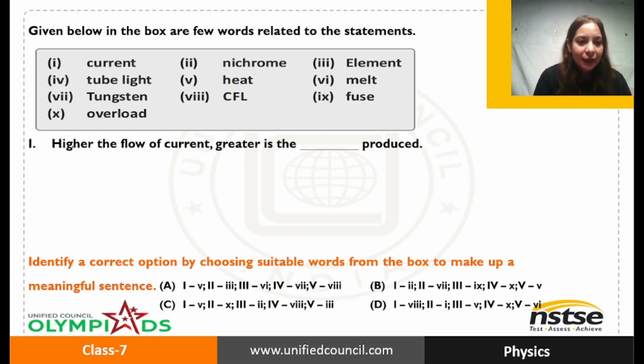The first statement says, higher the flow of current, greater is the dash produced. Let me tell you, when current flows, current produces a heating effect. So the more the current, the more heat is produced, because the after effects of current are that it produces a magnetic effect and also a heating effect. But here in this case we have the option heat. So higher the flow of current, greater is the heat produced.